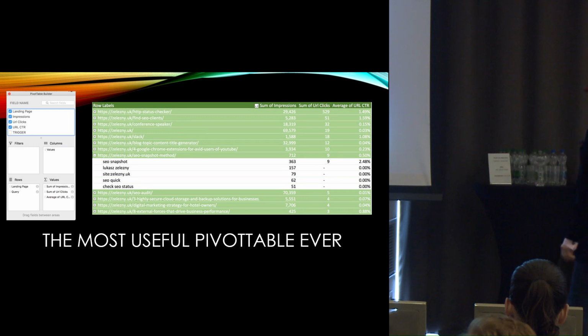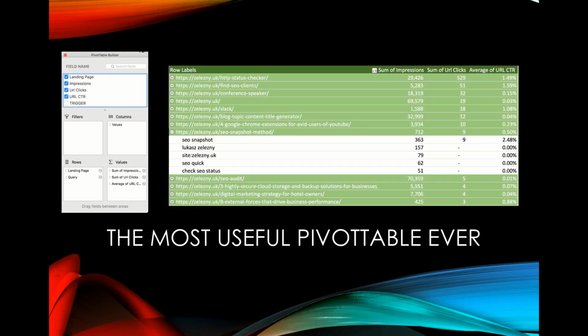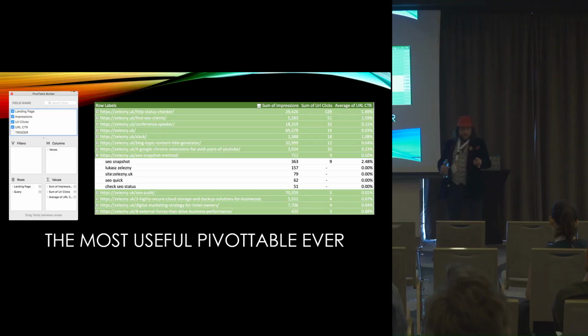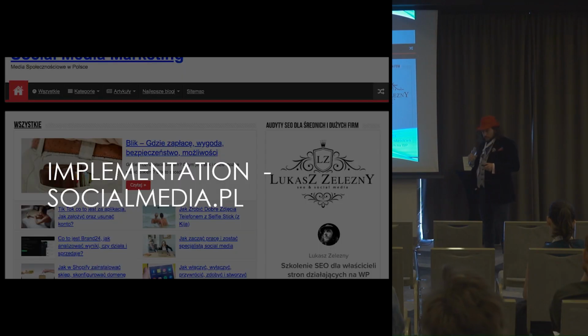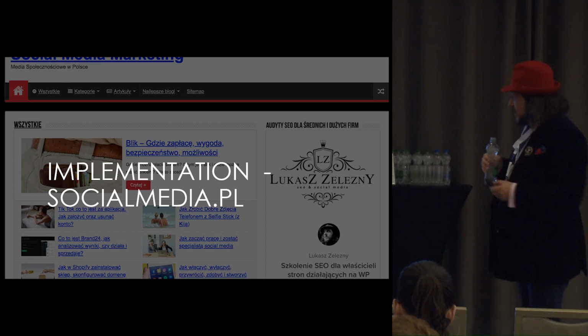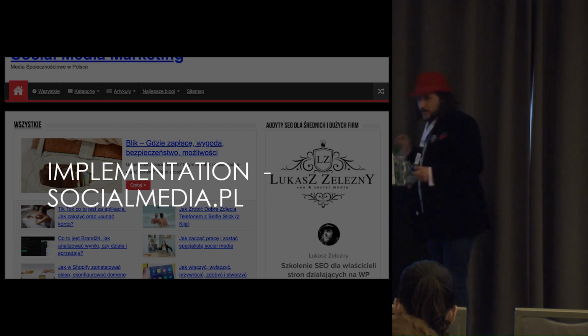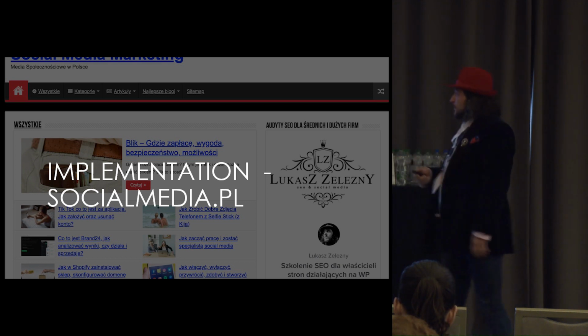Another example, a bit of inception. We have here SEO snapshot method, what I'm talking about right now. And take a look, SEO snapshot, Lukasz Zelezny, site, Zelezny UK, SEO quick, check SEO status. There are some impressions, but no clicks. Implementation is very simple. Implementation means that we simply need to write another paragraph and so on and so on and so on.